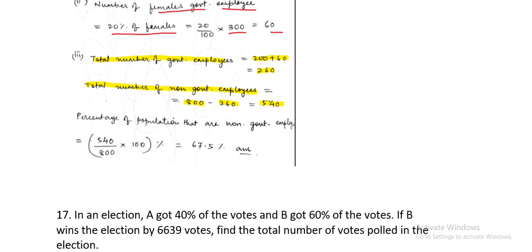So now we will find out percentage of population that are non-government employees. That is how much? 540. Total non-government employees are 540 and total population is 800, into 100, and outside we have to write the percentage symbol. So that is 67.5%. So this will be our answer. Clear?